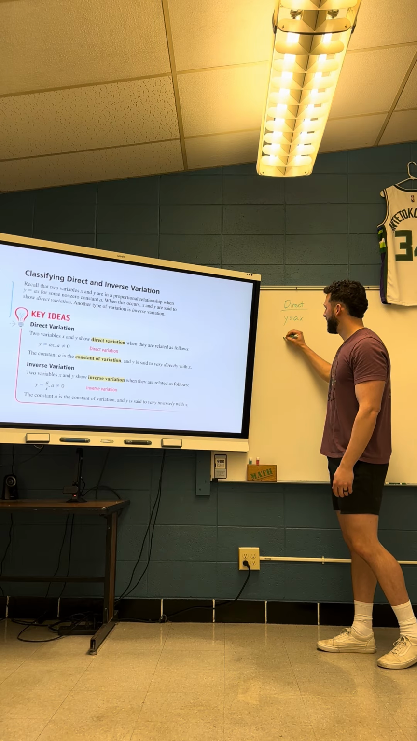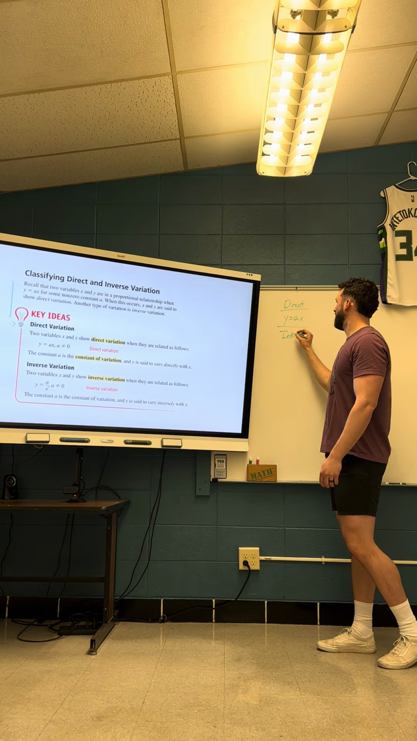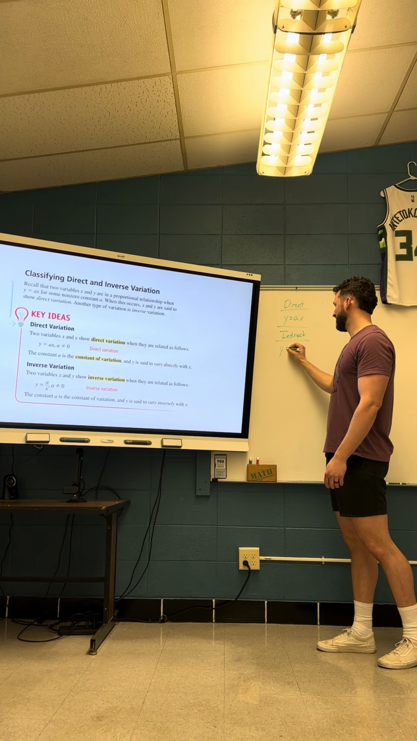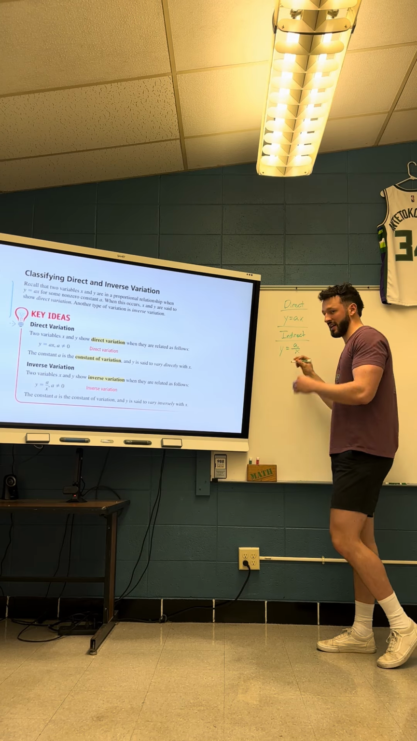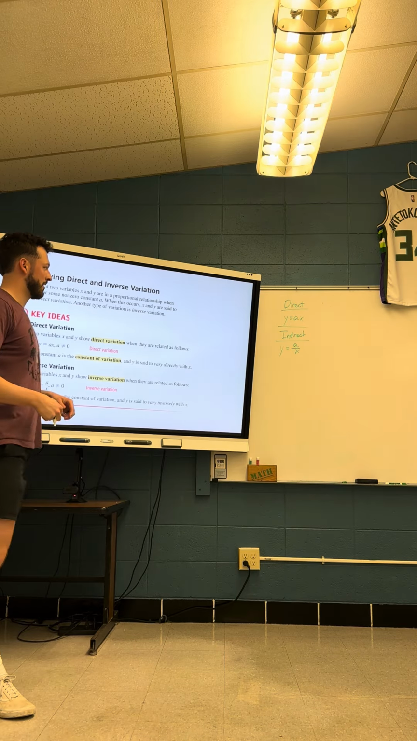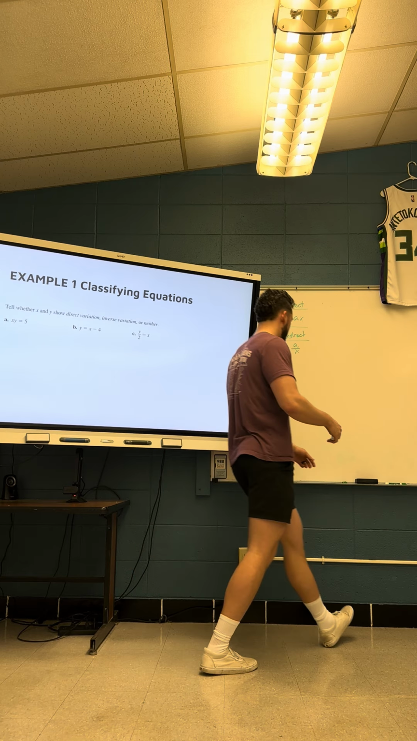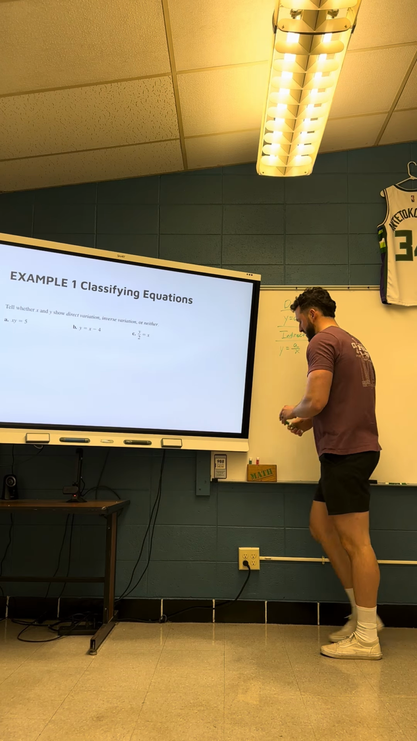All right. If we have indirect, all that says is that we've got y equals a constant divided by x. So again, a is a constant ratio. This time you're going to be dividing by x on the bottom though. So in this case, as y increases, x decreases, or as x decreases, y increases. So they vary inversely.